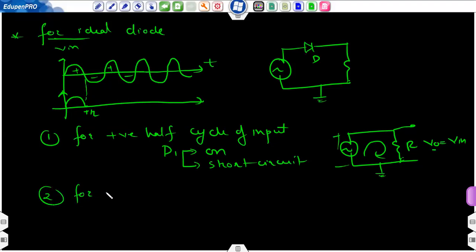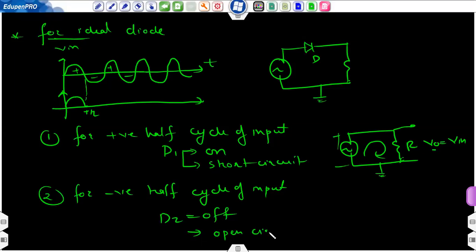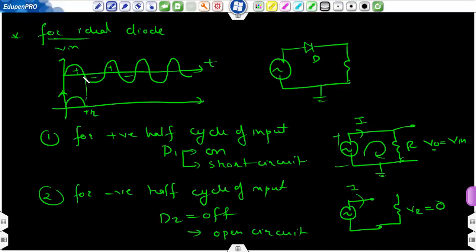Second, for the negative half cycle of input, D will be off. You have to replace D with an open circuit. So this will be the equivalent circuit. No current will flow, so in this second case VR is equal to 0. So you have 0 voltage from T/2 to time T. This will be your output waveform. Suppose this is the maximum value Vm.